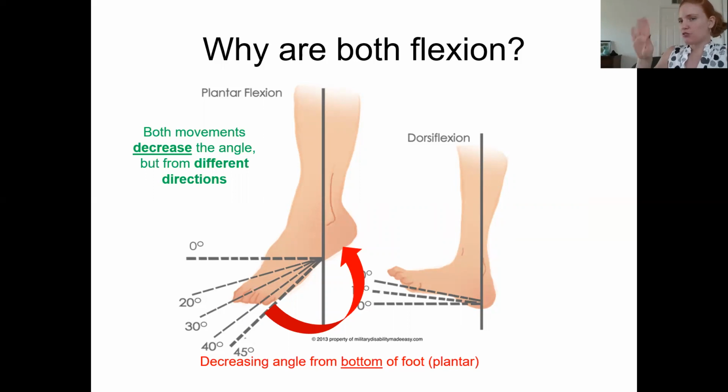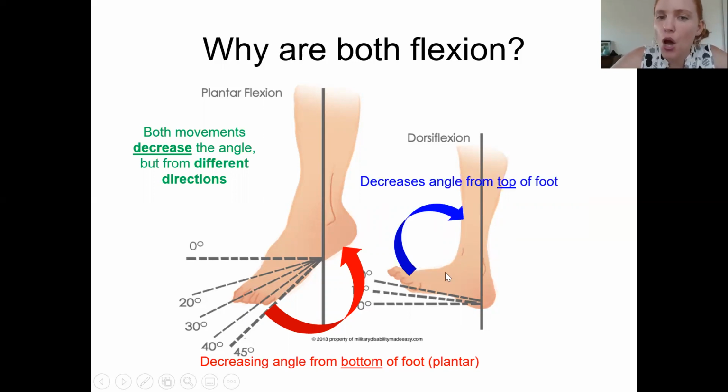When you flex your foot upwards, you're going to be measuring the angle from the top of the foot. And if you decrease the angle measured from the top of the foot, that's dorsiflexion. So pointing your toes down, plantar flexion; pointing them upwards, that's dorsiflexion. It just comes from whether you're decreasing the angle from the bottom of the foot or from the top of the foot. So that's why they need their special names.